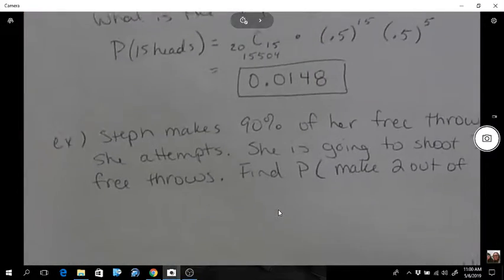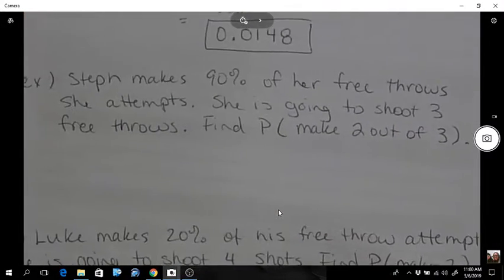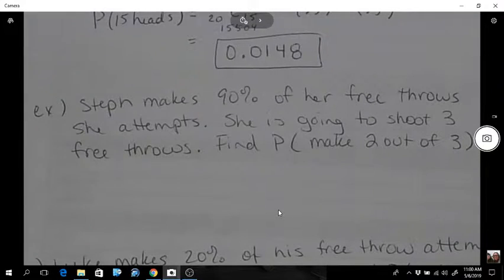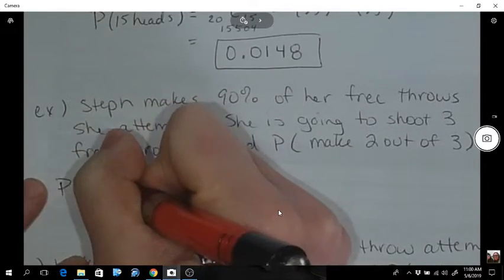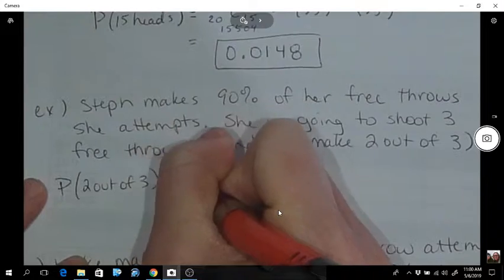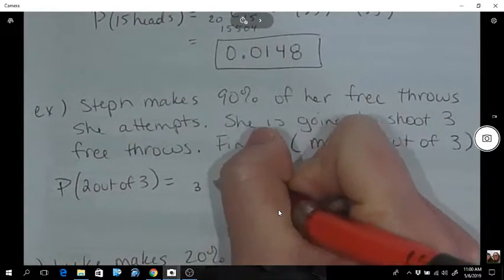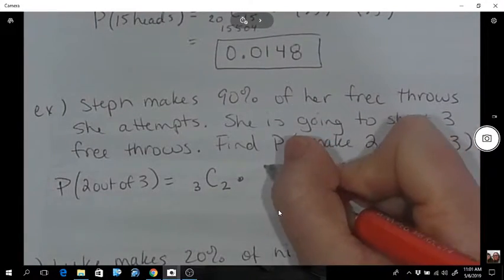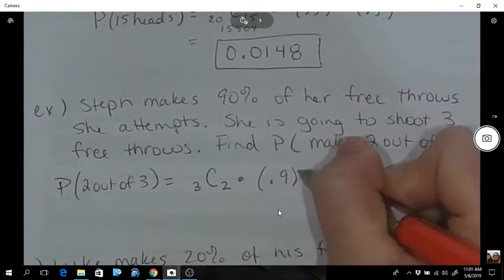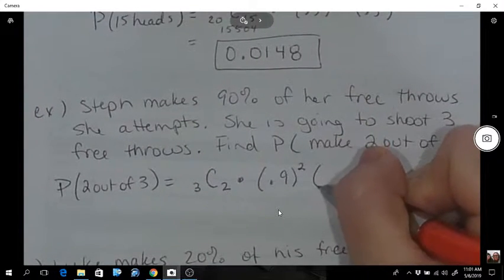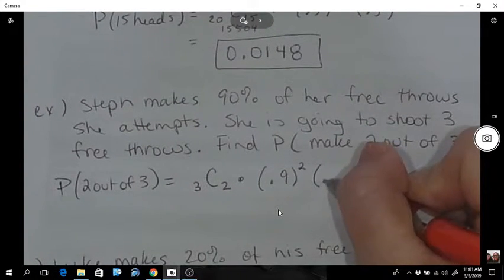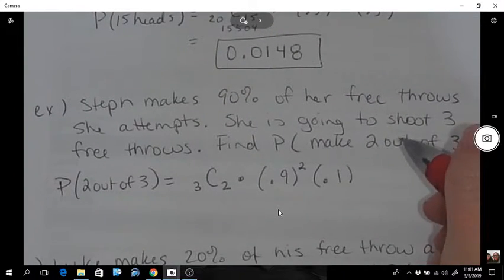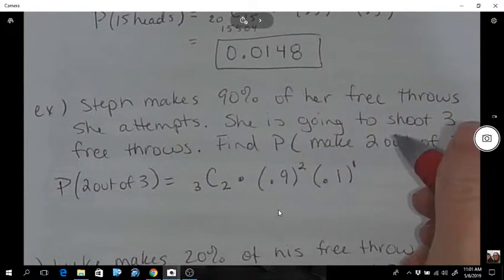Okay. Steph makes 90% of the free throws that she attempts. She is going to shoot 3 free throws. Find the probability that she's going to make 2 out of the 3. Okay, so we're going to have 3, and we're going to choose 2. The probability that she is going to make it is 0.9, and she does that twice, times the probability that she's going to miss, so that's 0.1, and she's going to miss one of them.